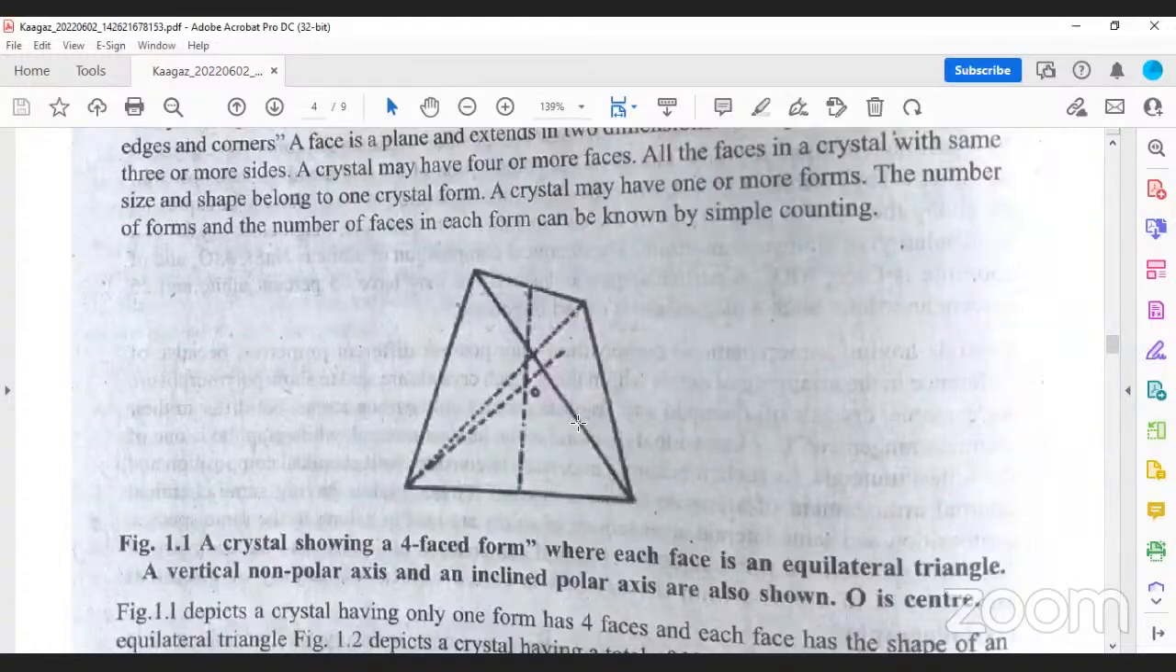Faces, as we discussed earlier, are nothing but the external expression of the internal atomic planes. That is the faces. There is a defined chemical compound.